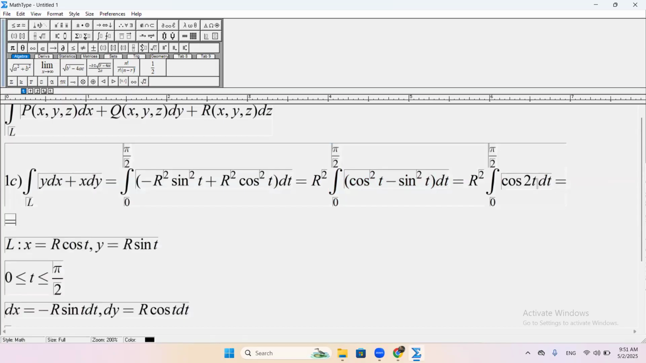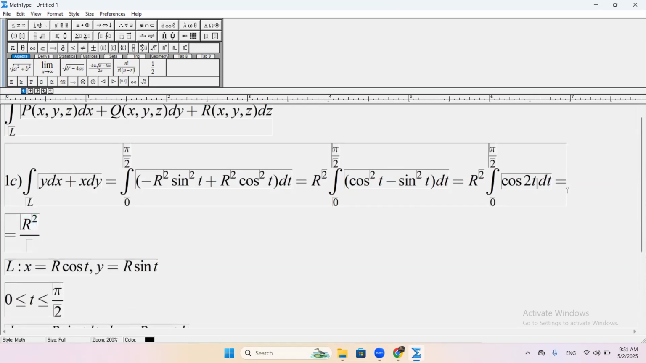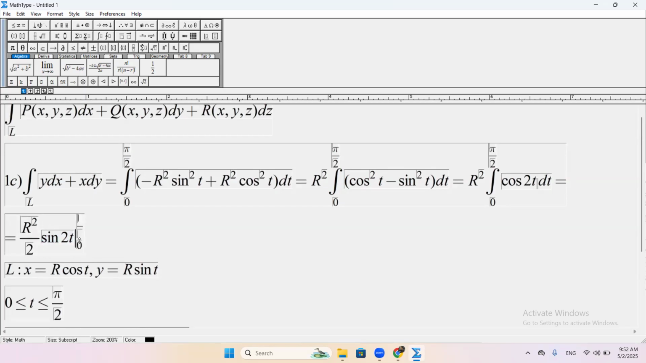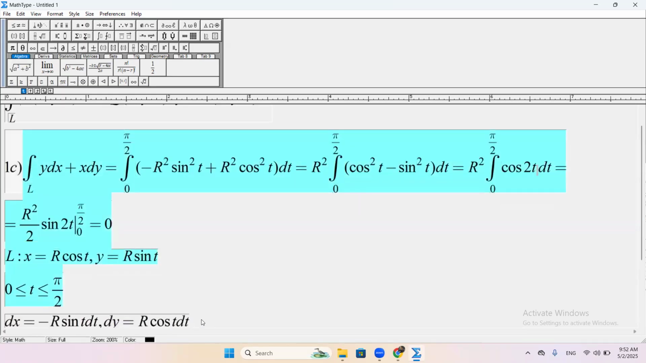And now let's integrate. So r square over 2 sine of 2t with the substitutions from 0 to pi over 2. And of course it will be equal to 0. So it's done. Any questions about this exercise? Okay, if no questions, moving to the next exercise.